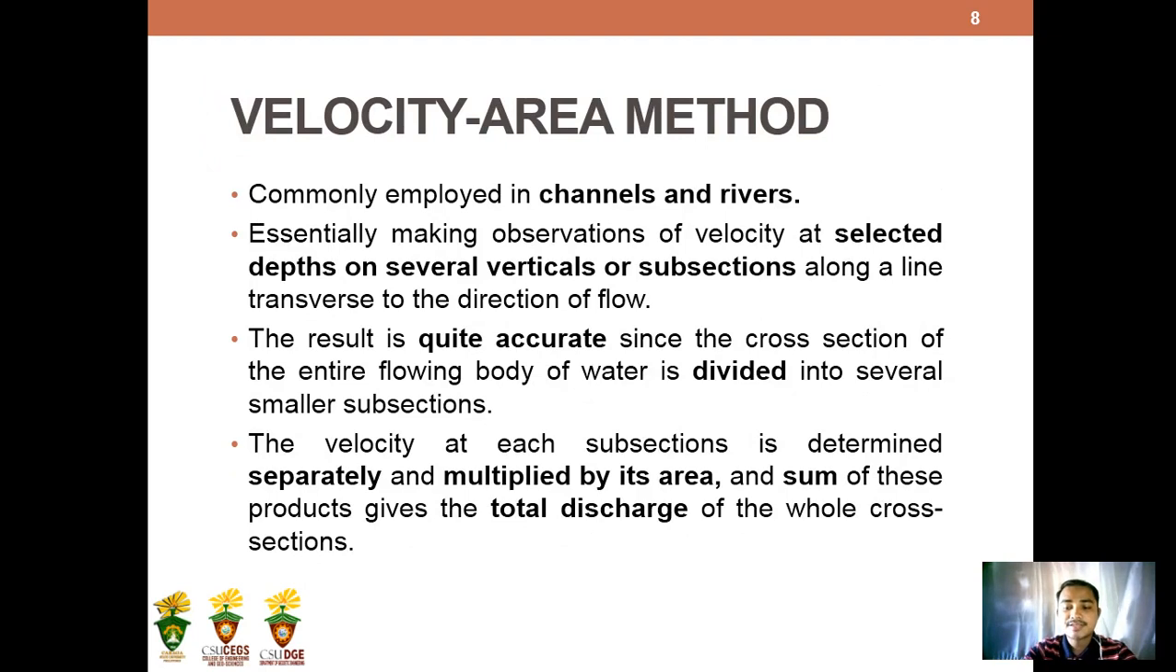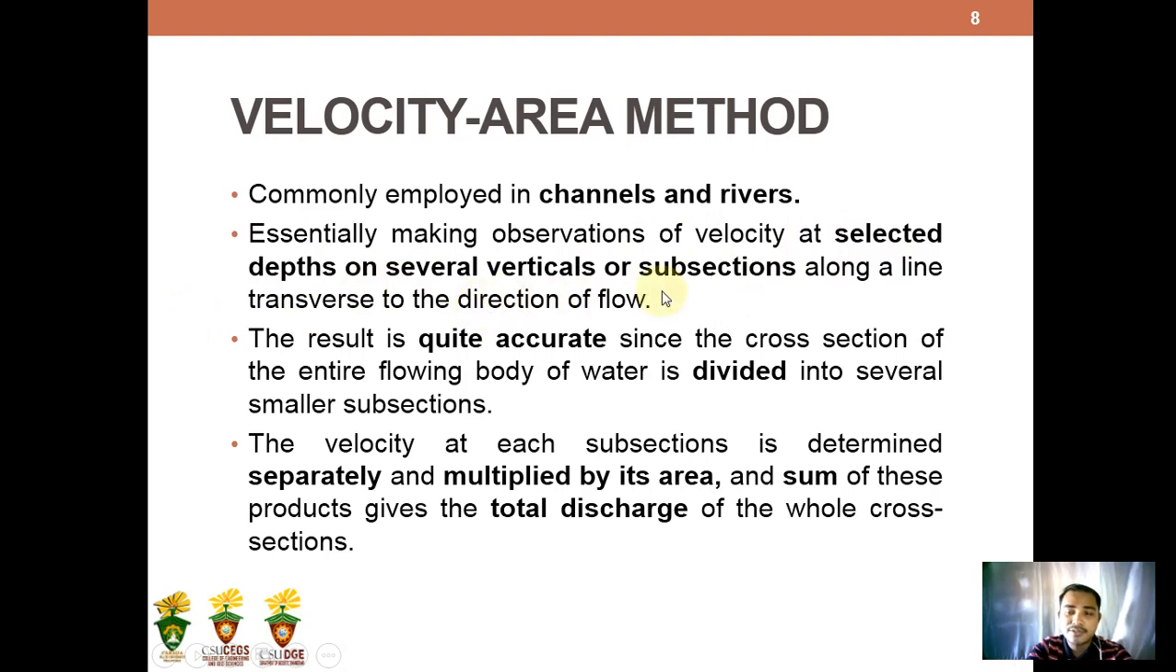So the first method for this material is the velocity area method. This velocity area method is commonly employed in channels and rivers. This method essentially involves making observations of velocity at selected depths on several verticals or subsections along a line transverse to the direction of the flow.